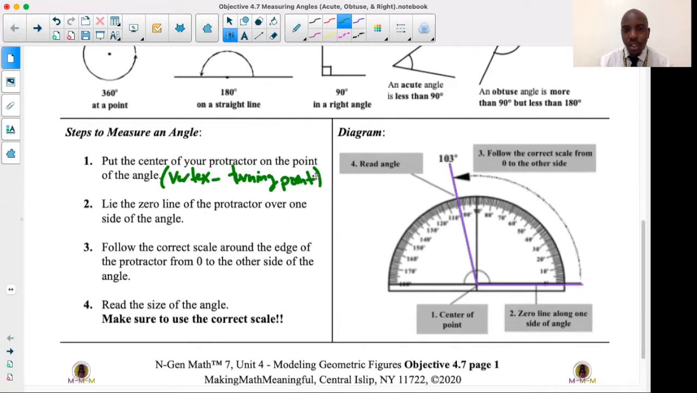So you're gonna put the center of your protractor on the turning point of the angle. Whatever angle you're focusing on, put it on the turning point of that angle. If you look at the diagram, you'll see that this line on the protractor represents the center of it. And you'll see that the turning point of the angle is right there on the center.